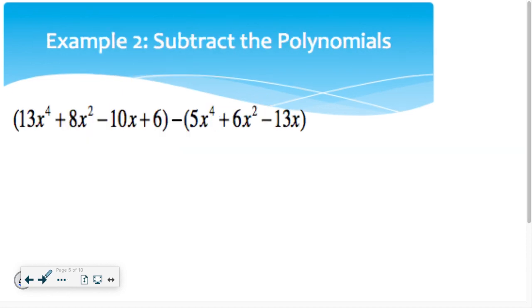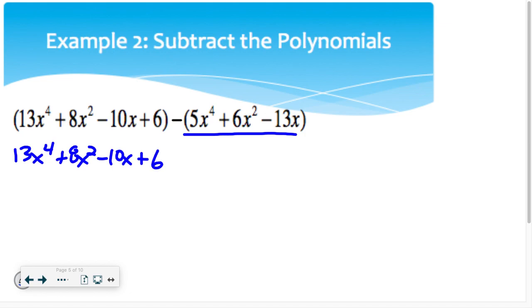If I want to do subtraction here, what I'm going to do is focus on this second version. Everything after the subtraction sign, since I have parentheses there, I am subtracting everything inside this set of parentheses. So I'm going to go ahead and rewrite my problem. I'm going to have 13x to the fourth plus 8x squared minus 10x plus 6. But I'm going to take the negative version of every single term inside the second set of parentheses. So I'm going to have a negative 5x to the fourth, negative 6x squared, and a positive 13x because I'm subtracting a negative.